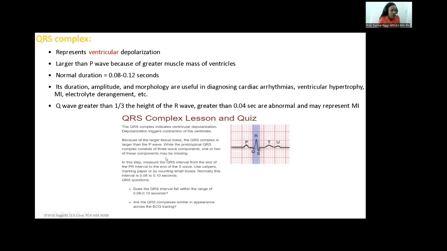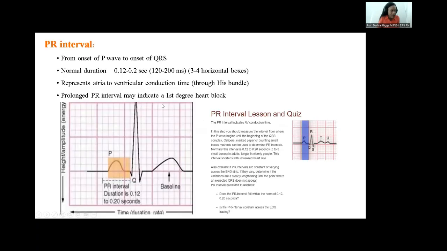You don't want to be missing any. We're going to talk about conditions where that happens, but that's the norm. Here, because of the larger tissue, which I talked about earlier, the QRS complex is larger. They're larger muscles having to actually do jobs, propel blood, so they need to generally last a little bit longer. At least 2 little boxes, maximum 3. If it's lasting longer than that, there may be some blocks. We'll talk about some of these conditions in a moment.